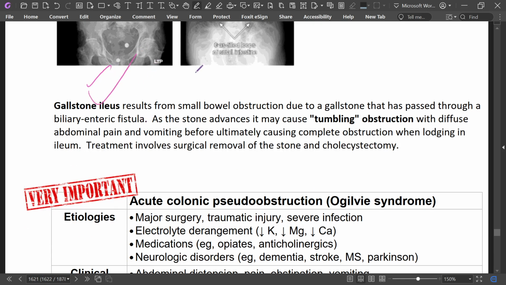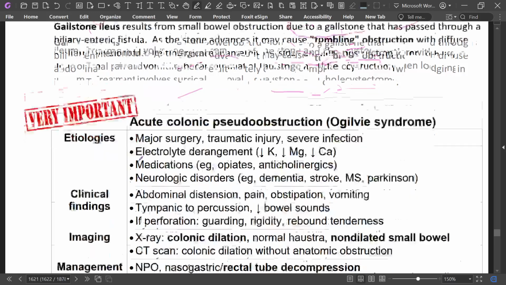Another important topic is gallstone ileus, which results in small bowel obstruction due to gallstones. These gallstones pass through a biliary enteric fistula and cause obstruction. As the stone advances, it may cause intermittent, obstructive pain. Treatment involves surgical removal of the stone and cholecystectomy.